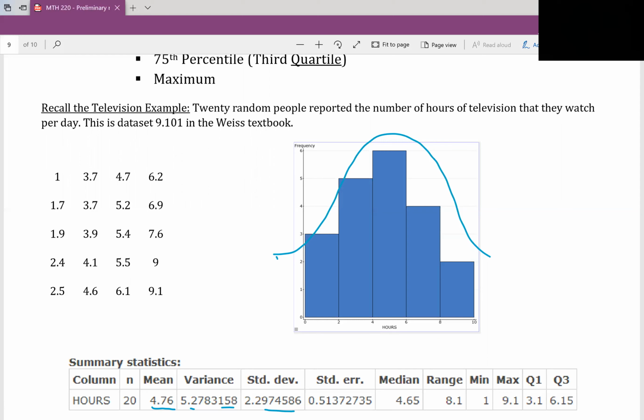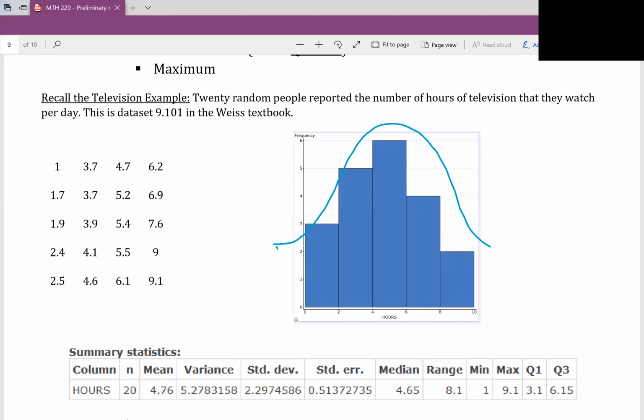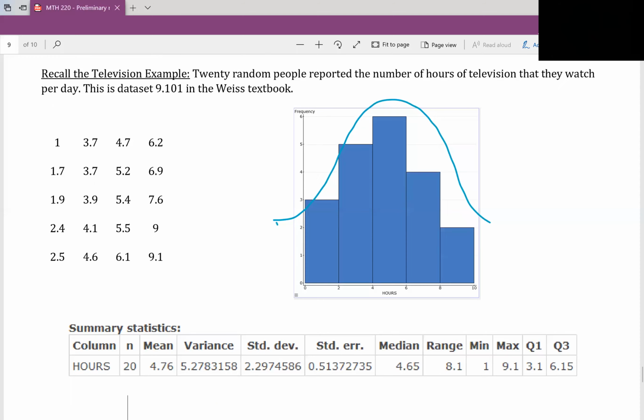I do want to go for just a moment and write some symbols under these that may apply. You're definitely going to want to be comfortable looking at a data set like this and being able to pull off what those numbers mean. The sample mean, that's X bar. The sample variance, that's S squared. The sample standard deviation, that's S.